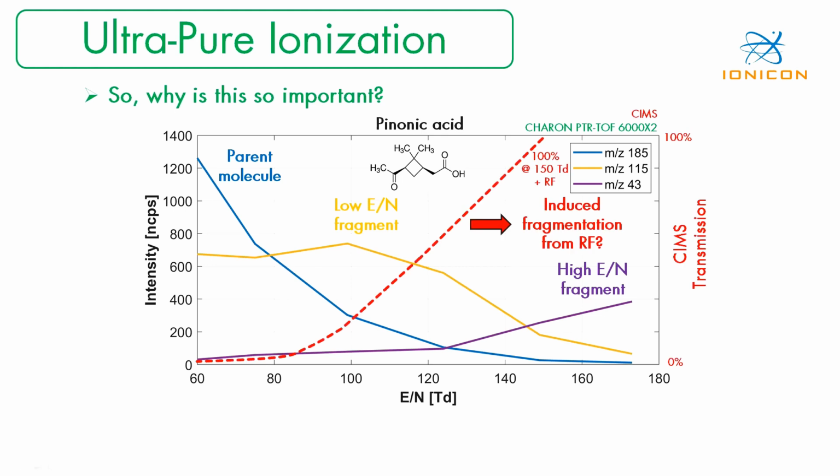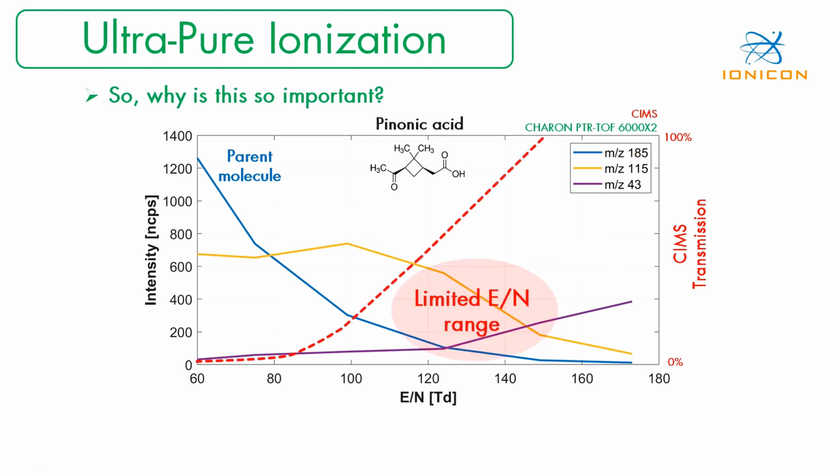Now, to make my point, let's add the transmission efficiency of that other CIMS to the y-axis. Again, this does not account for additional E/n induced from the applied RF field. But even if we ignore the influence of the RF, the very low transmission efficiencies towards soft ionization settings will make sampling of a dominant parent molecule impossible.